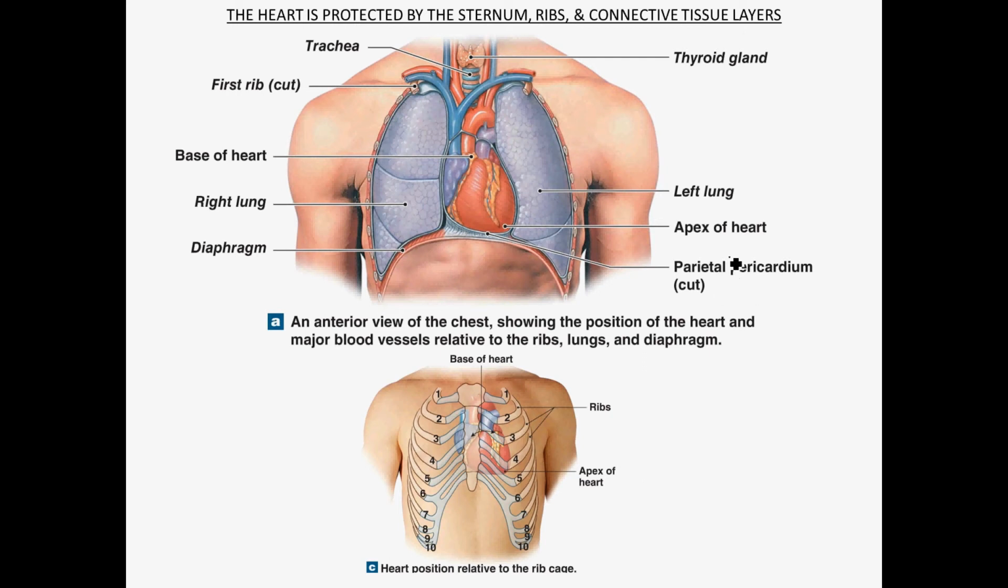Those connective tissue layers, membranes, are called the pericardium, right? So peri, around, cardium, heart. Lateral to the heart, of course, are the lungs. There are connective tissue layers around the lungs as well, not labeled on this diagram, but these are the pleura, or a pleural membrane, or just pleura for short.